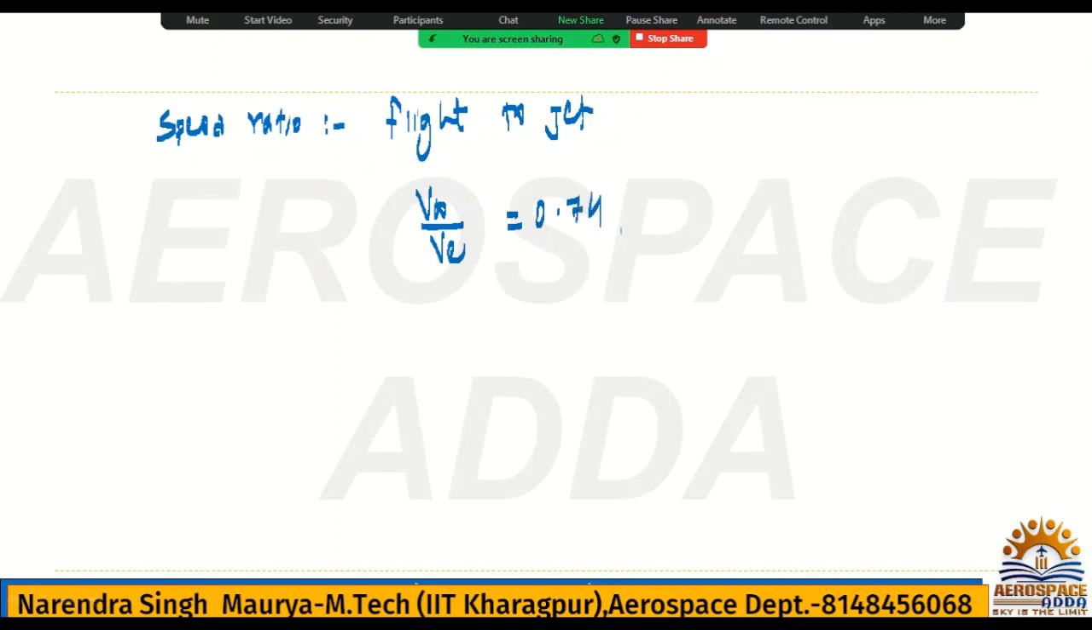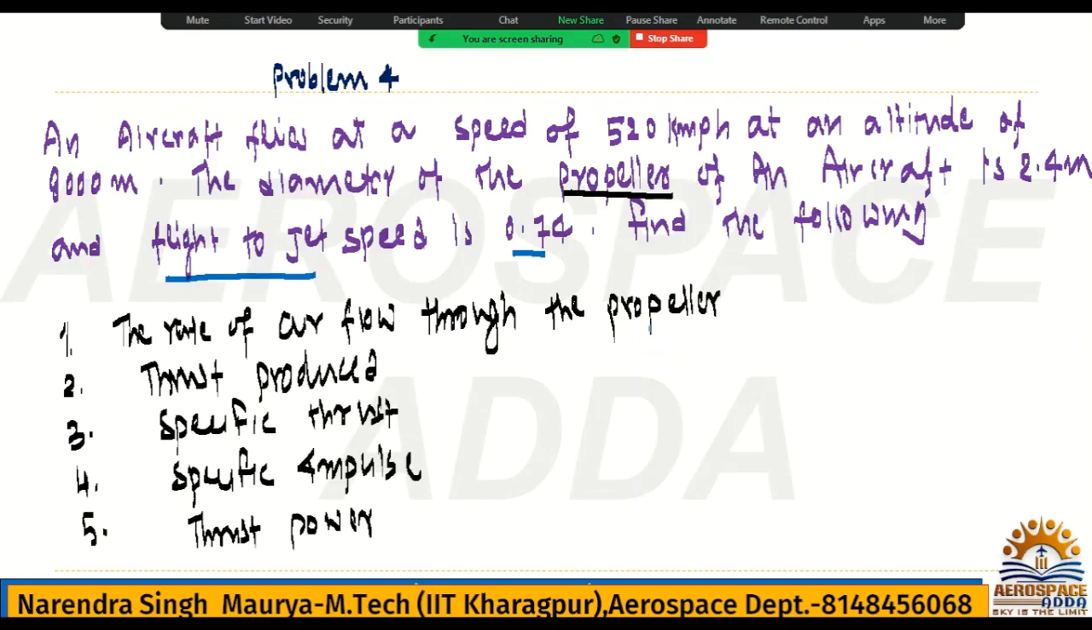Okay. Alright. Now the first question they asked is the rate of airflow through the propeller. The jet velocity they have given to us. The inlet velocity is V infinity and the exit velocity is VE. We can get that. So what is the VE? VE is nothing but V infinity divided by 0.74. What is the V infinity? You can check here. V infinity is nothing but 520 kmph, kilometers per hour. We can convert it into meters per second. So the velocity will be 144.4 meters per second. This is the V infinity in meters per second.